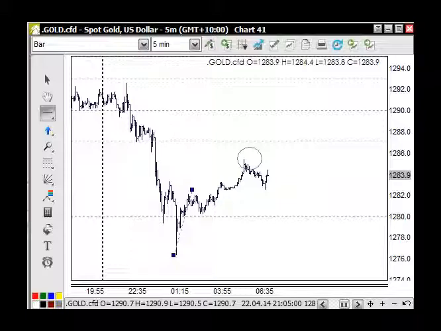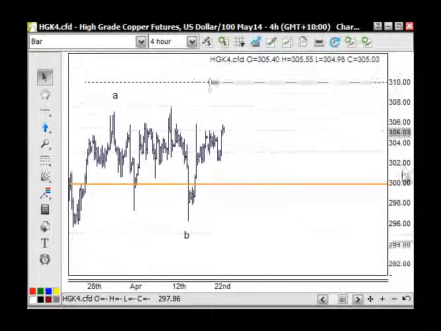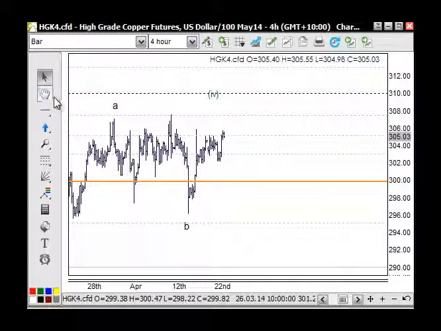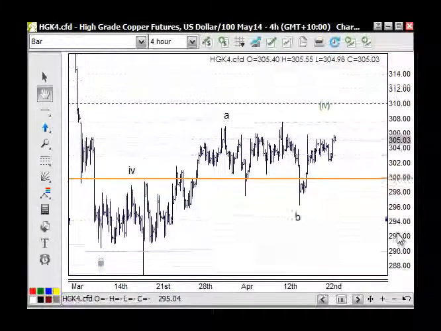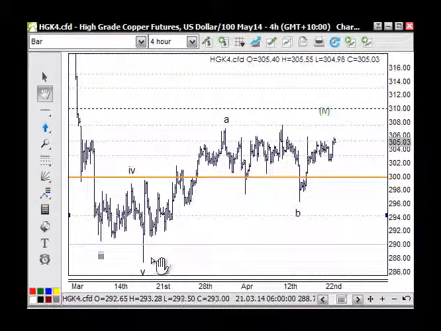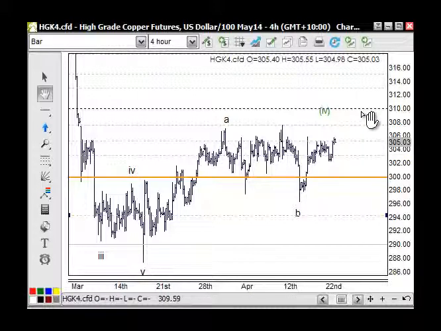The copper market is strong because it's still above the 300 here, and I was looking at the wave count now. The move up through here is the A wave, then the A, the B, and the C here for the B wave, and then looking for a C wave higher through here.